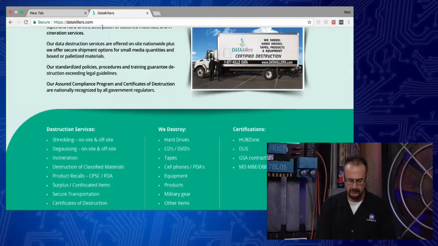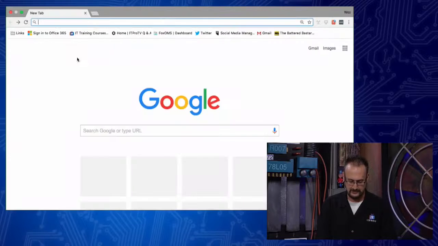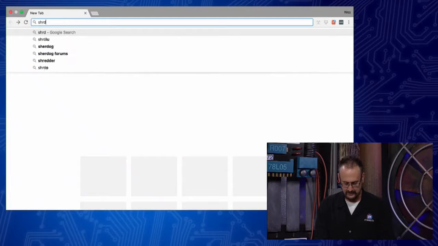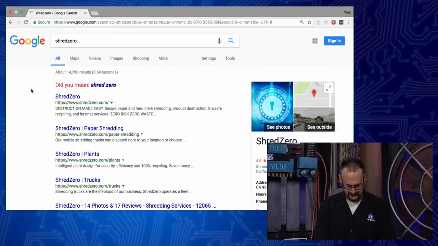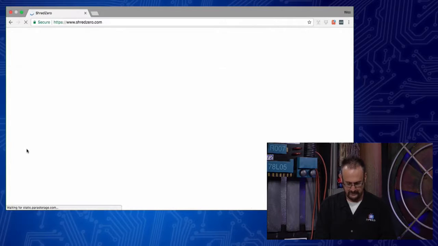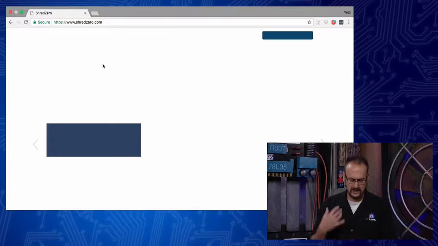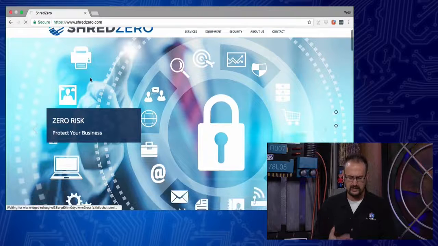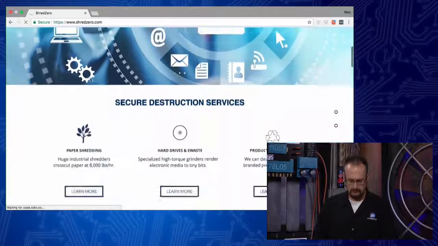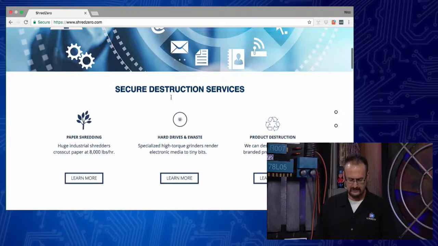Let me show you, so we're not just using any one person. I've got another one out there that I've also seen before, and that's Shred Zero. Let's see, Shred Zero. Yeah, there we go. Data destruction made easy. All right, hopefully their website comes up. But again, just to give you an idea that you do have options, right? We could go to a place like this that does secure data destruction.